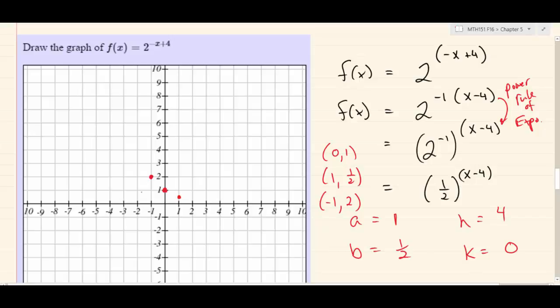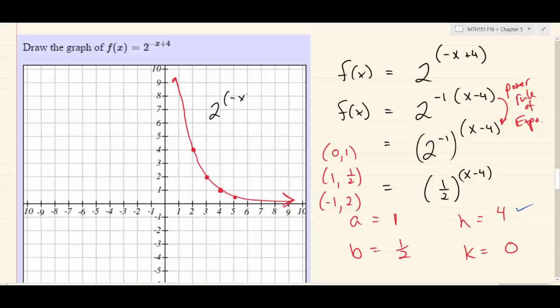If you wanted to, you could throw in negative 2 and you'd get 4. And so we should get a graph that looks something like this. Now keep in mind, this is without any horizontal or vertical shift. That's the last thing we're going to do. So looking at h equals 4, we're going to take this graph and shift it 4 units to the right. 1, 2, 3, 4. And that's what our graph should look like.